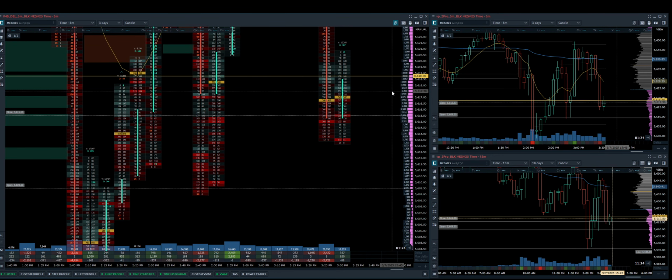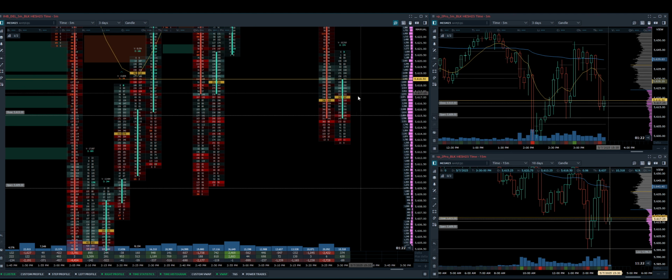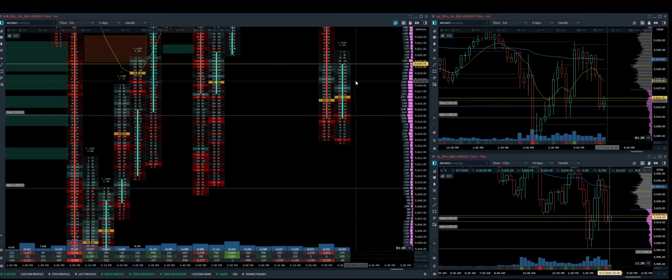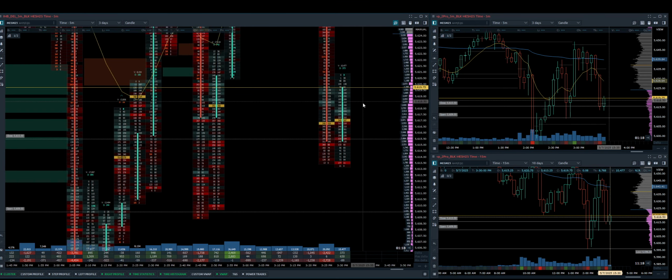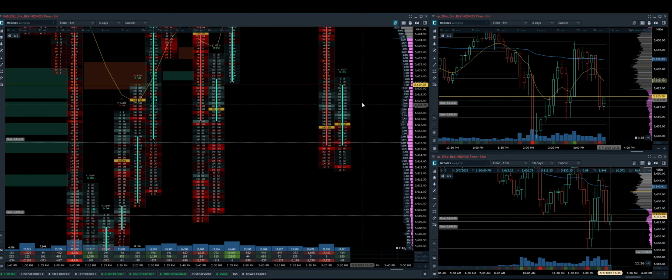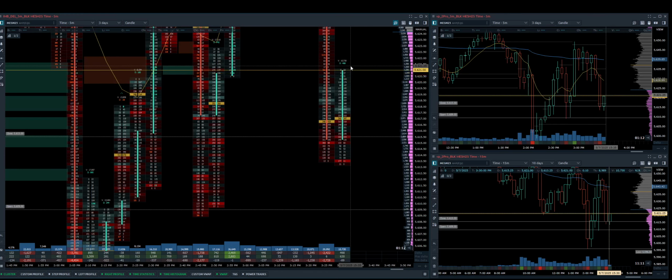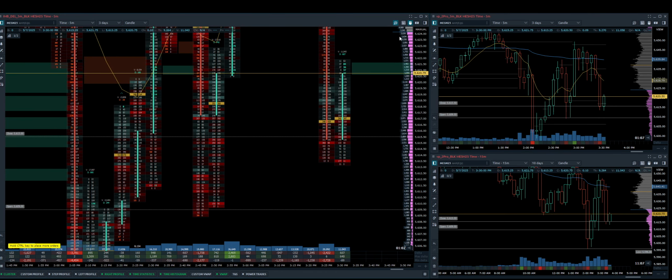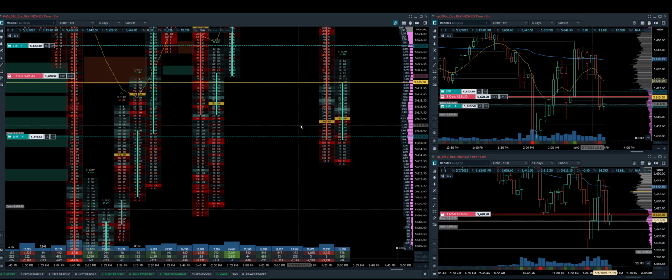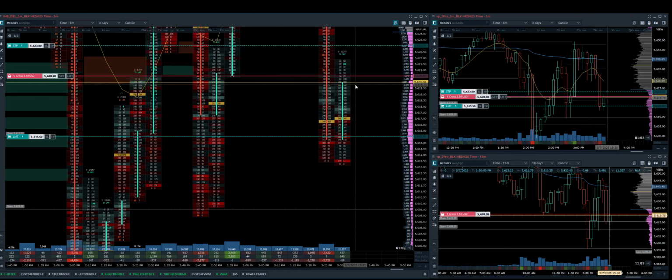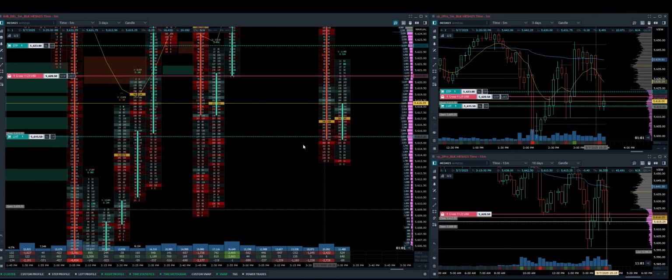Lost it again. Not moving up any higher. We're not going any higher. Bunch of selling imbalances, buying imbalances. I'm going to go take it. All that.